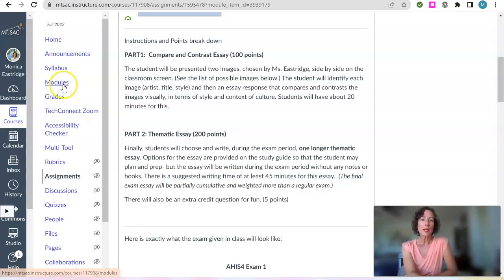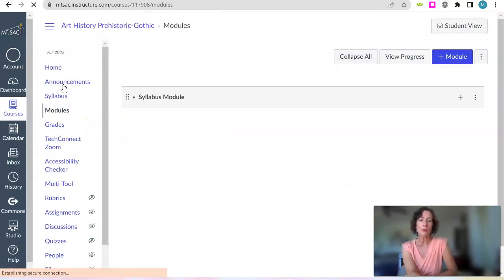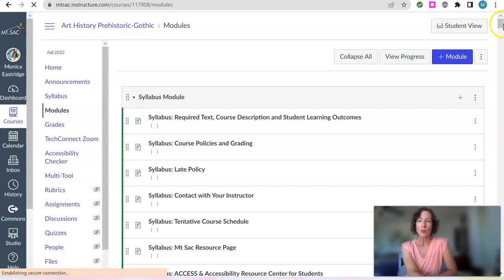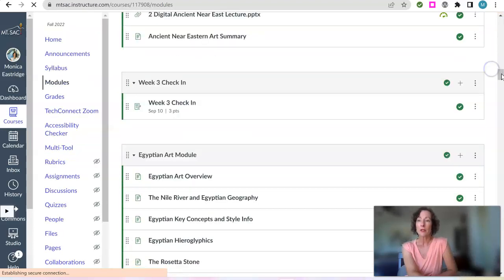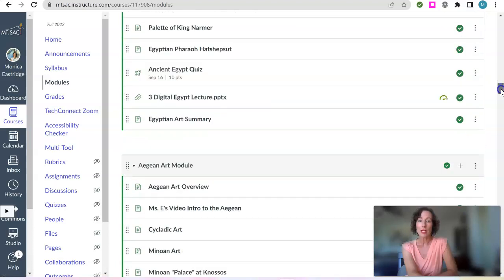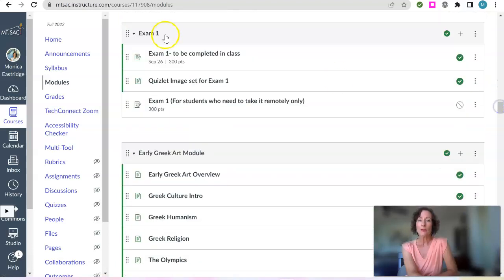So to learn about our exams, you would go to modules in Canvas. You would scroll down through the information that we've already covered in class or that we will have covered by the time of the exam. And then you will find the information about exams. Each page here is something selectable you can open up and read about.